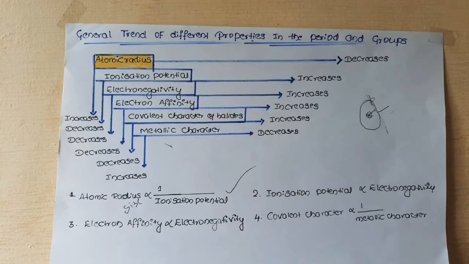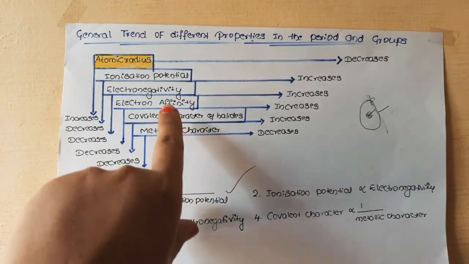Next comes electronegativity. See here, what do you mean by electronegativity? It is the capacity to attract a shared pair of electrons towards itself. More the electronegative character, more will be the attraction. An atom is going to attract a shared pair of electrons towards itself. It is, I could say, a qualitative character.